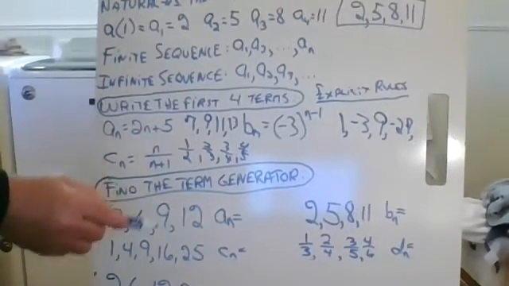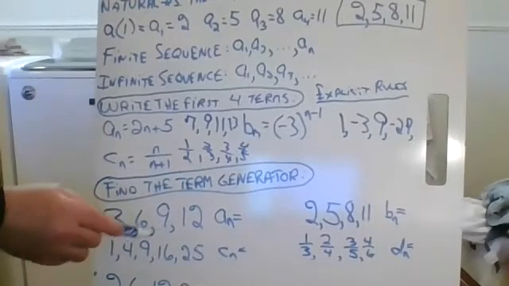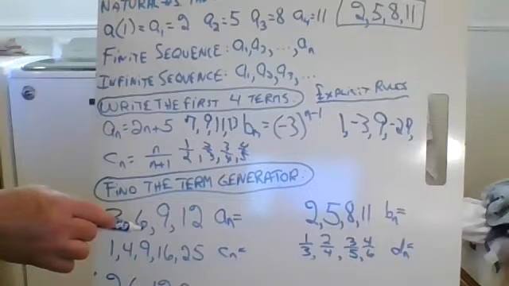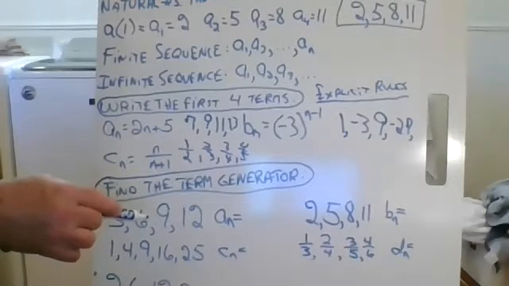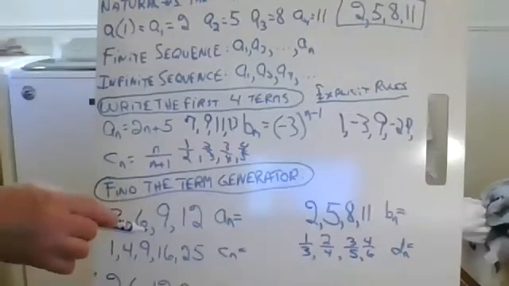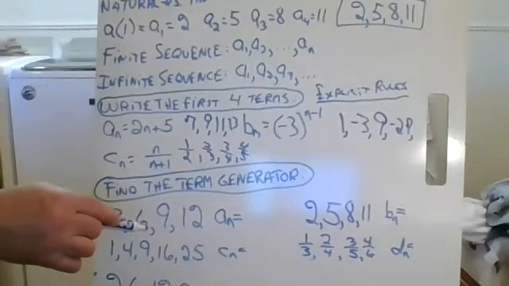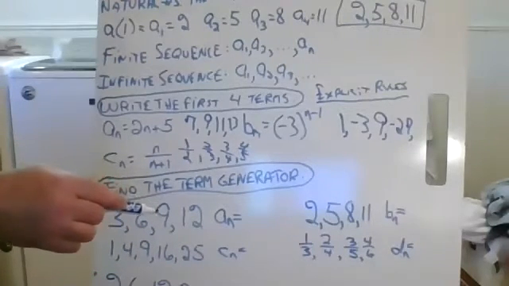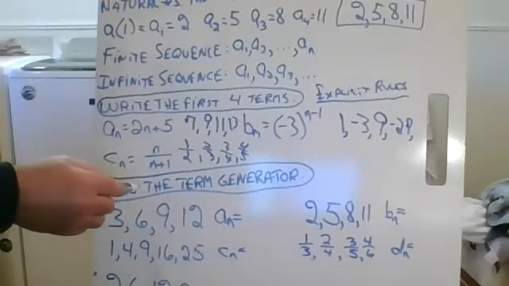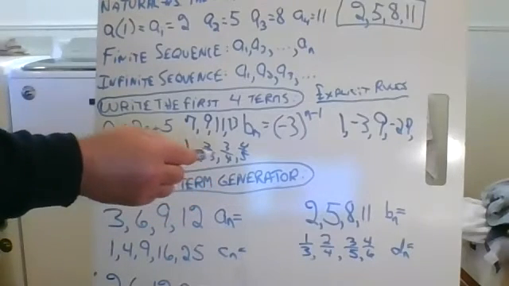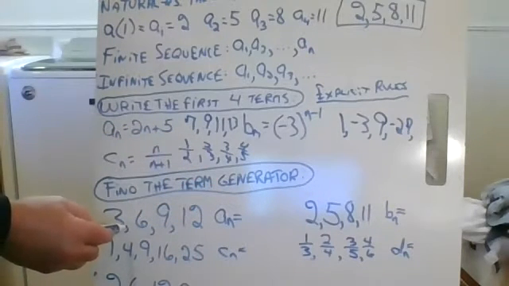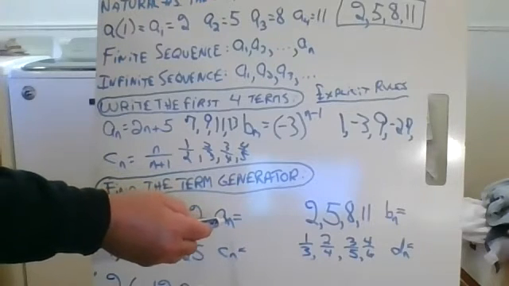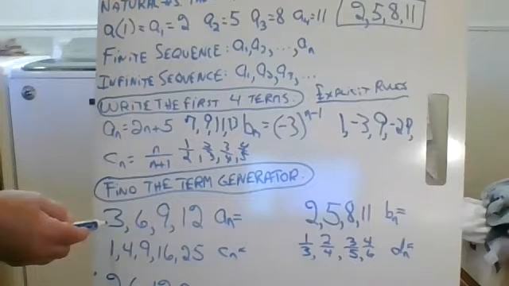Now comes the tougher problem. And these could be really tough if I wanted to make them so. The rules can be really hard to figure out. Okay, it's really trial and error. But I gave you ones that hopefully we can figure out. So find the term generator. So if I were to give you 3, 6, 9, 12, what is the A sub n rule?